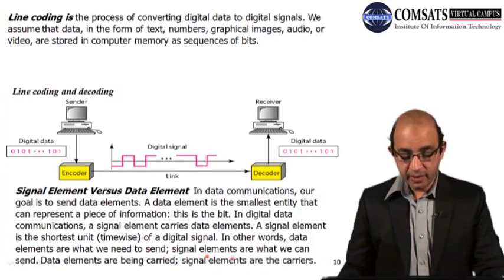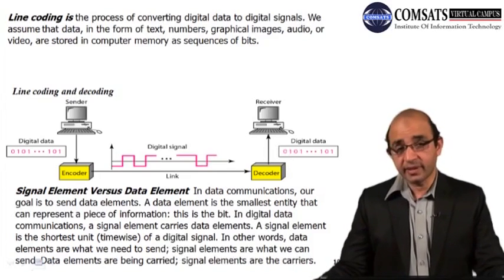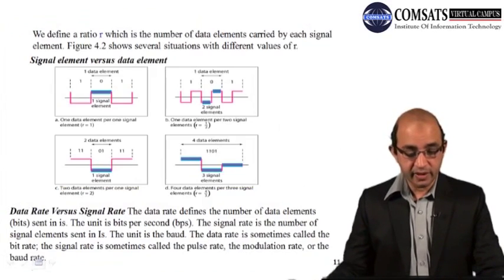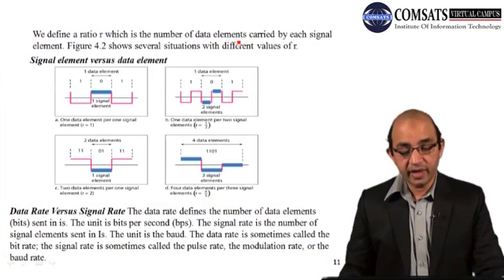We need to send signal elements, right? And what we send, the data elements, are being carried by the carriers. So signal elements are the carriers, and we have to send the data. So here the ratio R is the number of data elements carried by each signal element, right? In this figure we have several situations with different values of R, which is the ratio.